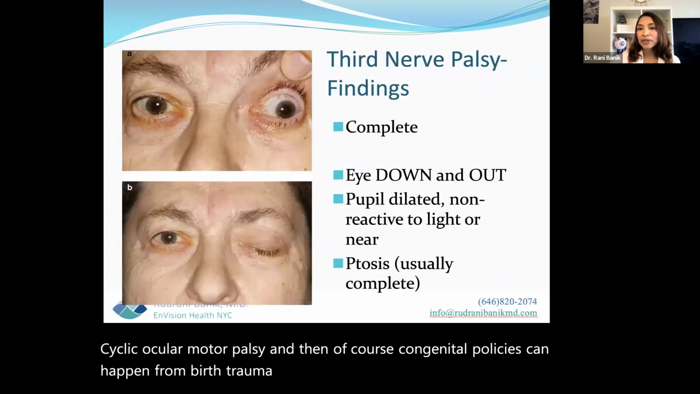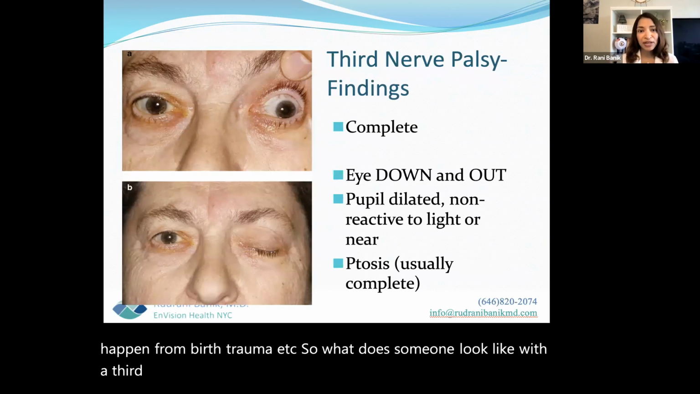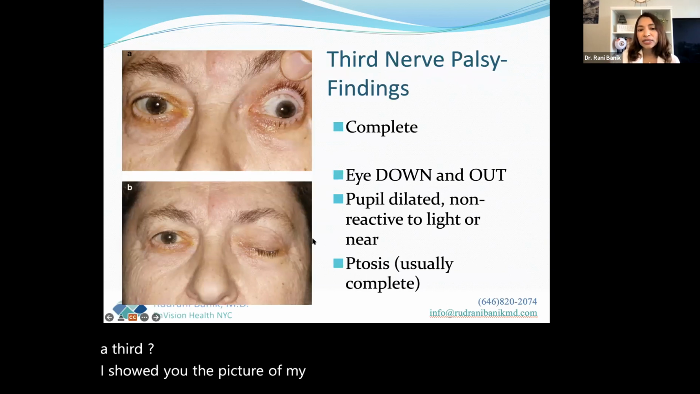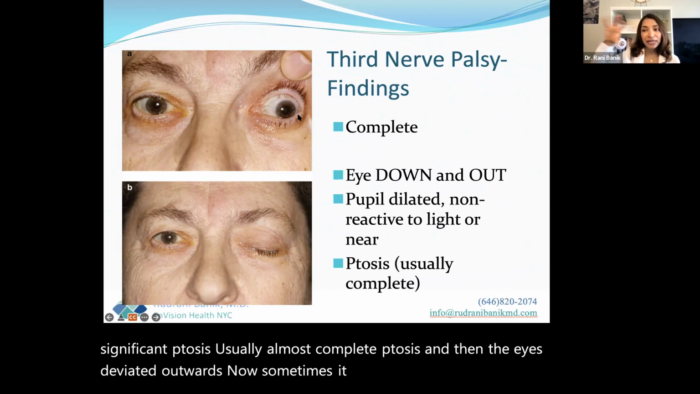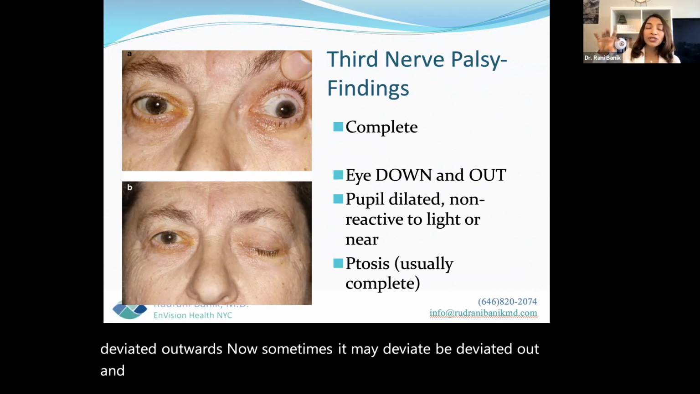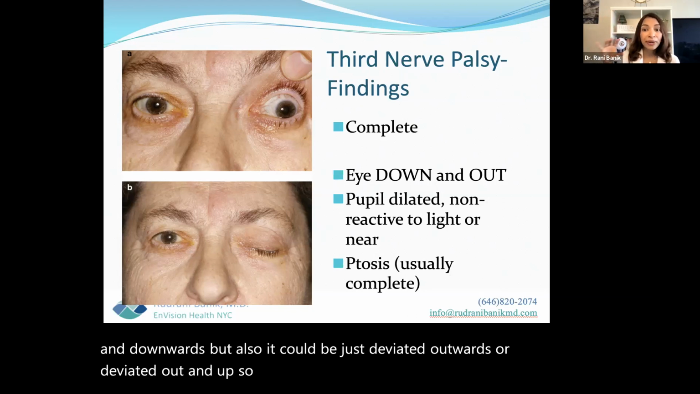So what does someone look like with a third nerve palsy? Well, I showed you the picture of my patient, but usually they have significant ptosis, usually almost complete ptosis, and then the eye is deviated outwards. Now, sometimes it may be deviated out and downwards, but also it could be just deviated outwards or deviated out and up. So the down is not always seen. The pupil may or may not be involved.